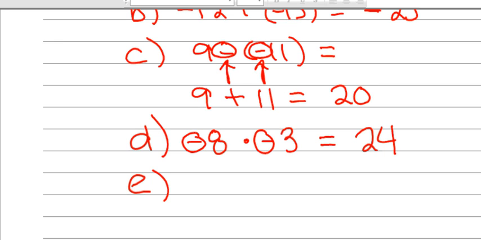For part E, I have a negative 25 divided by 5. What happens when I have a negative divided by a positive? Remember, different signs mean the answer is going to be negative. Here I had the same signs and it was positive. So a negative 25 divided by a negative 5 is a negative 5.